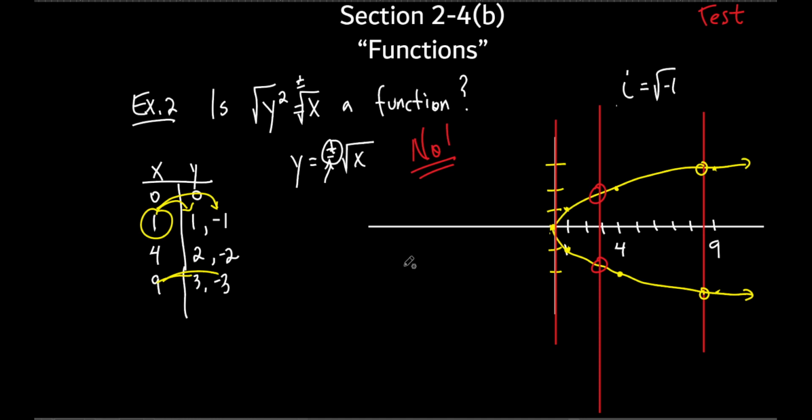One way would be to graph it. Another way would just be to do your little chart right here and show me that one x goes to two different y's. If you have that situation, then it's not a function.